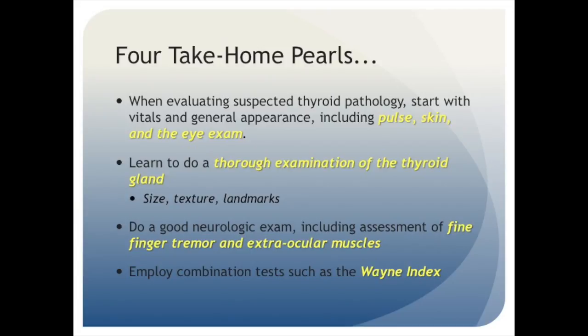Next, take the time to learn to do a good examination of the thyroid gland, including assessing size, texture, and landmarks. Third, a good neurologic exam is an important part of the assessment for any suspected thyroid disorder. For hyperthyroidism, this includes the assessment for fine finger tremor with outstretched arms and an examination of the extraocular muscles, during which you can look for lid lag. Finally, keep the Wayne index in the back of your mind as a good assessment tool for ruling in or ruling out hyperthyroidism.